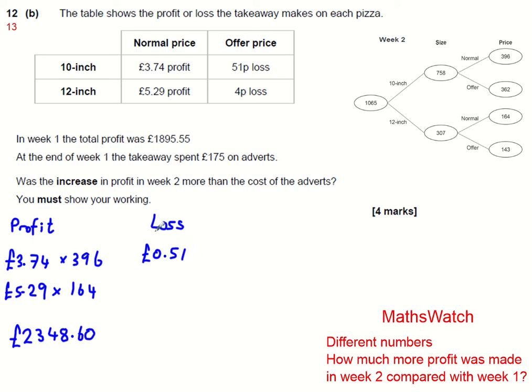And this is the offer pizzas. So the 10-inch on offer, we sold 362 of them. So that's the calculation we do for those losses. 4 pence for the 12-inch pizzas will be written as £0.04, and we sold 143 of those pizzas.